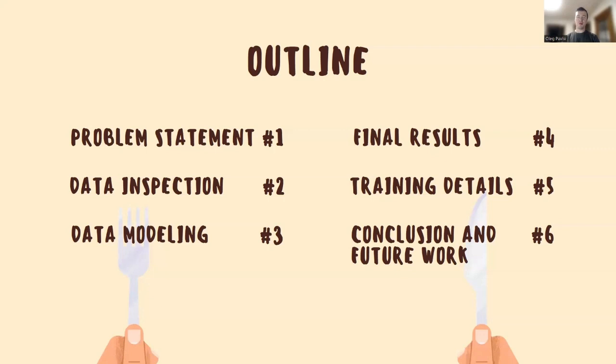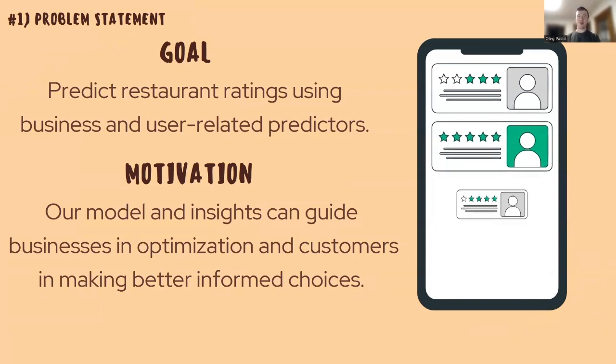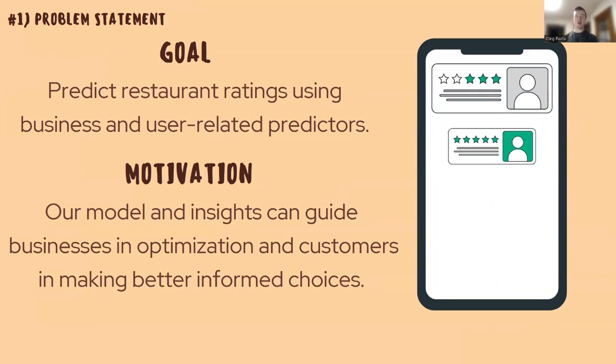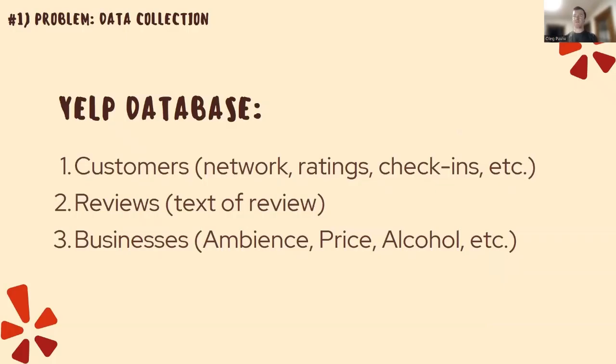First, I'll start with the problem statement and motivation, then I'll move to the processing, and Eliane will talk about the model, and I'll finish with some visuals and conclusions. So our goal is to predict the star reviews of Yelp restaurants, and our motivation is to help users and consumers make more informed decisions.